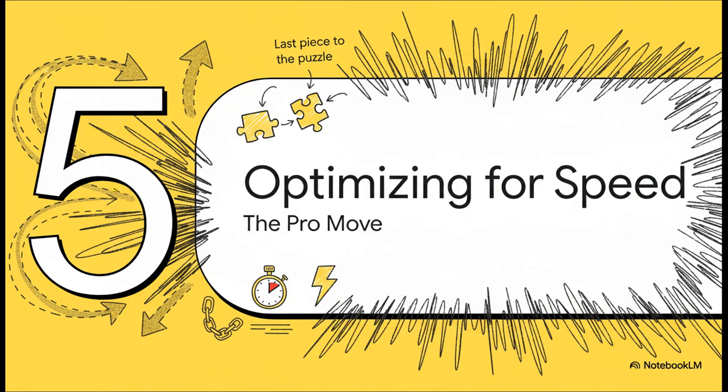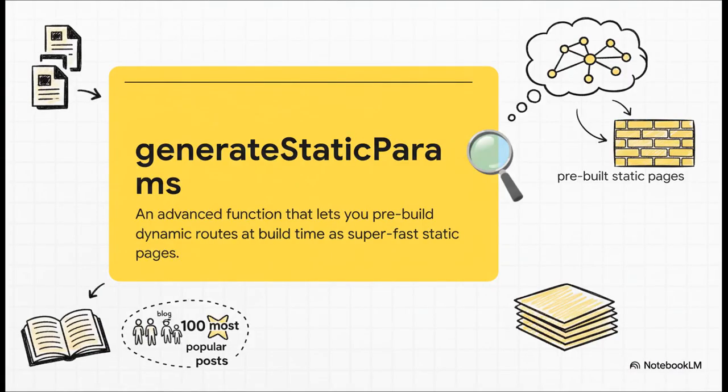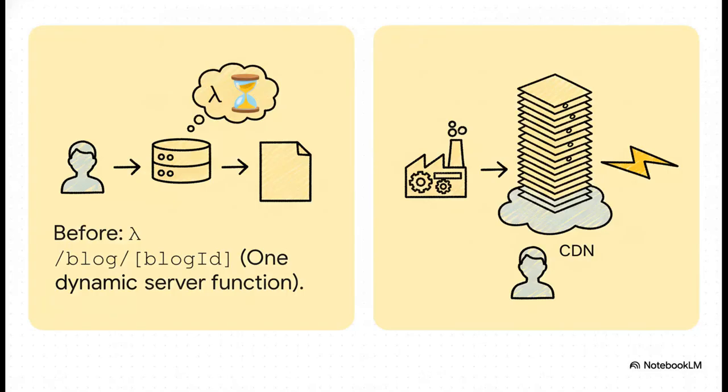But there's one last piece of the puzzle: performance. You see, by their very nature, dynamic pages are built on demand when a user first requests them, and that means that first visit can sometimes be a little bit slow. This is the pro move, the expert-level optimization. Next.js gives you this special function called generateStaticParams. Inside your dynamic page, you can export this function and just give it a list of all the page IDs you want to pre-build. So for a blog, you might tell it, hey, go ahead and pre-build my 100 most popular posts.